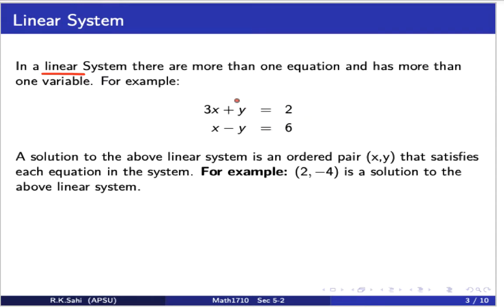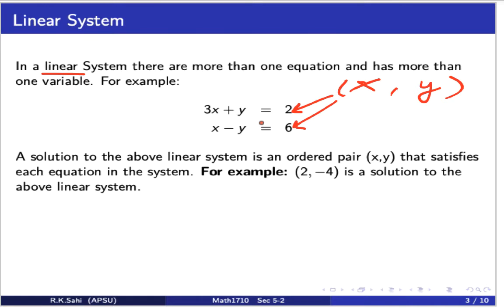Here you have two equations, so that makes it a system, and two variables, and when you solve these two together, you will get a value for x and y. The solution is given as an ordered pair because there are two variables, one value for x and one for y. And this ordered pair has to satisfy both equations simultaneously.